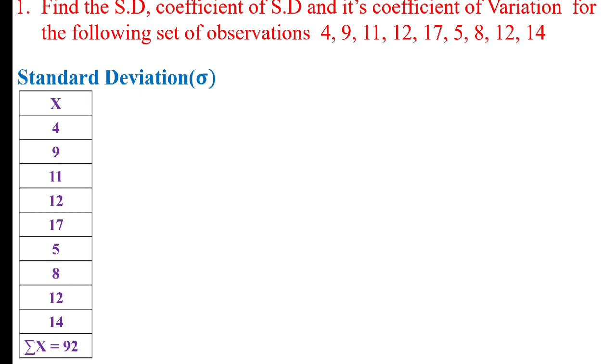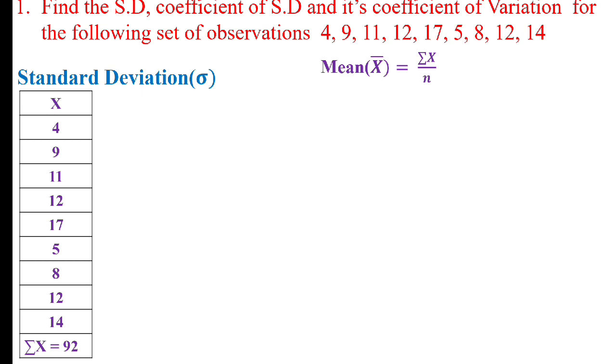Here is one problem, an individual series of observations. How to find the standard deviation, the coefficient of standard deviation, then the coefficient of variation. The given values are written from horizontal form into vertical form. First we need to find the mean. Standard deviation is always based on the mean; it is a continuation of the mean process. Mean is the basis for standard deviation, so first we need to find the mean.